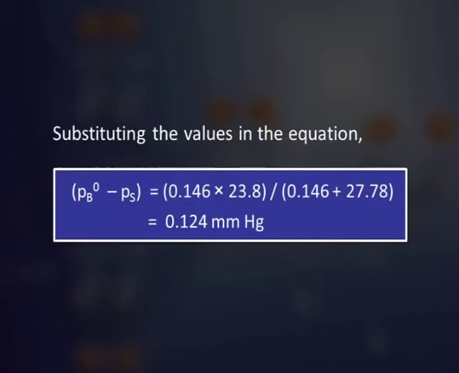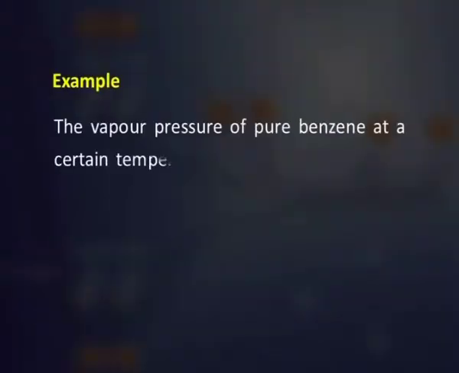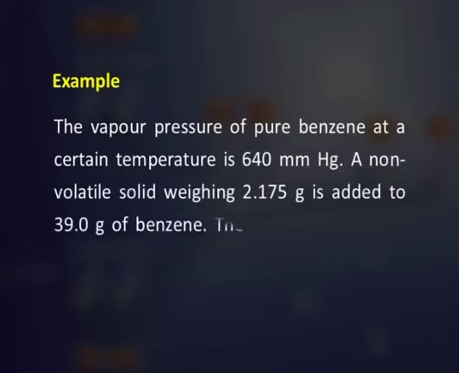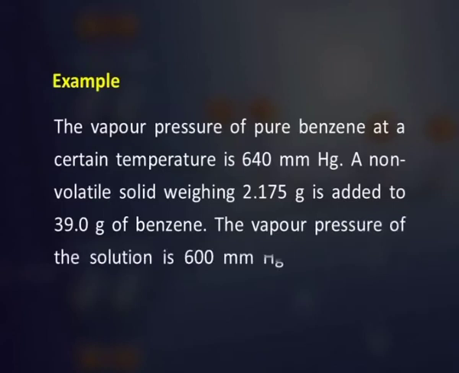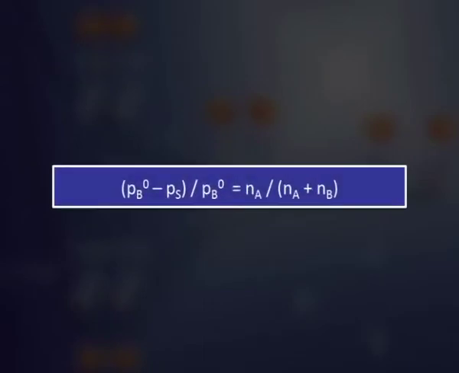Here's another example related to Raoult's law. The vapor pressure of pure benzene at a certain temperature is 640 millimeters of mercury. A non-volatile solid weighing 2.175 grams is added to 39.0 grams of benzene. The vapor pressure of the solution is 600 millimeters of mercury. What is the molecular mass of the solid substance? Again, using the Raoult's law equation, P naught B minus Ps upon P naught B equal to Na upon Na plus Nb, we will get the solution.